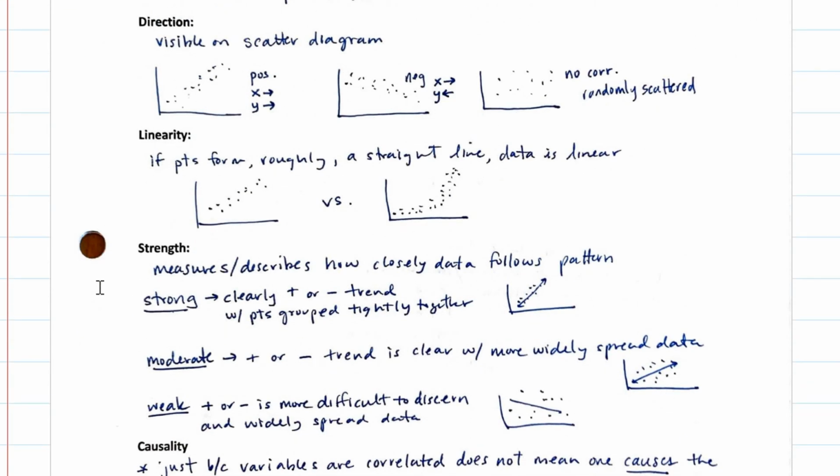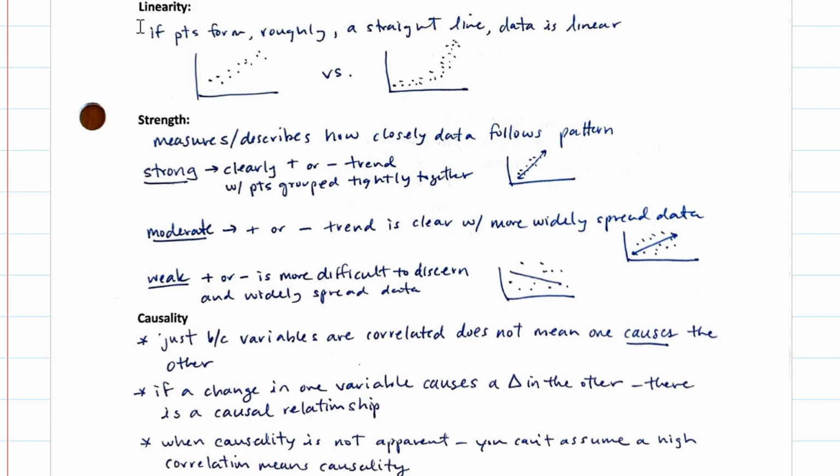The next thing you want to look for is linearity. Linearity helps you figure out if the relationship is linear or not. If the points roughly form a line, that would be a linear relationship. If there are possible other relationships, you could have, like in this case, I sort of drew an exponential relationship, but we're mostly looking for linearity.